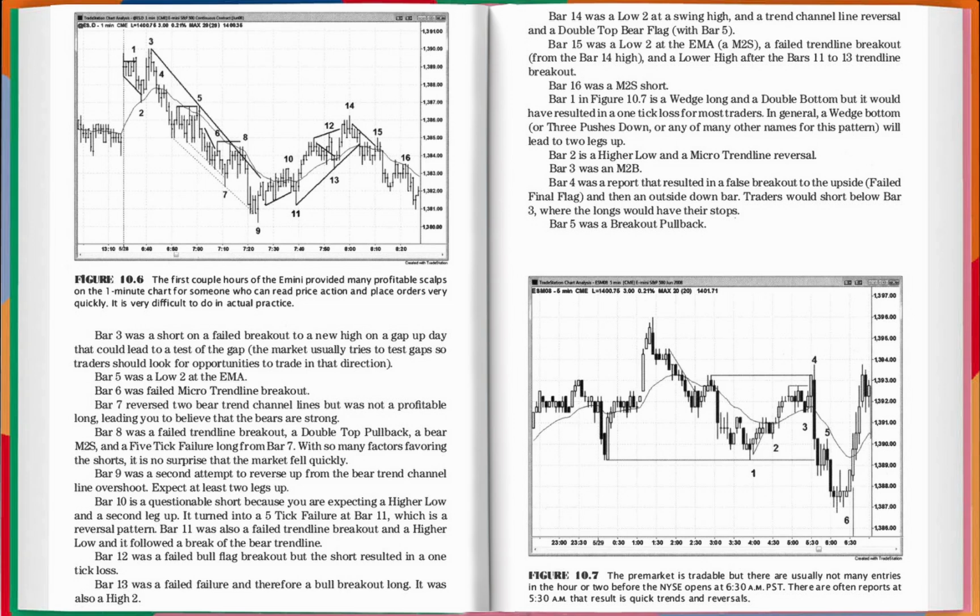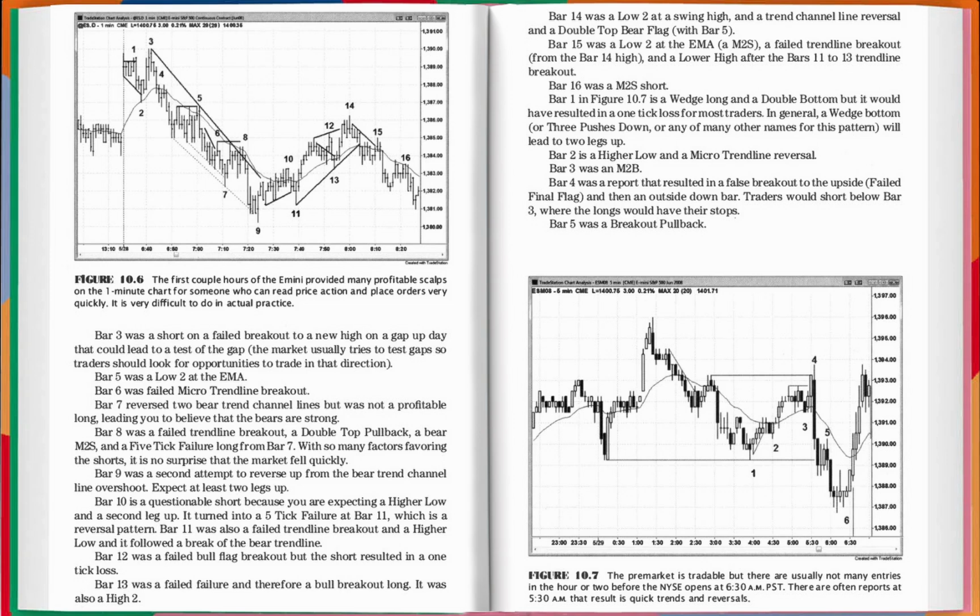Bar 11 was also a failed trendline breakout and a higher low, and it followed a break of the bear trendline. Bar 12 was a failed bull flag breakout, but the short resulted in a 1-tick loss. Bar 13 was a failed failure and therefore a bull breakout long. It was also a high 2.